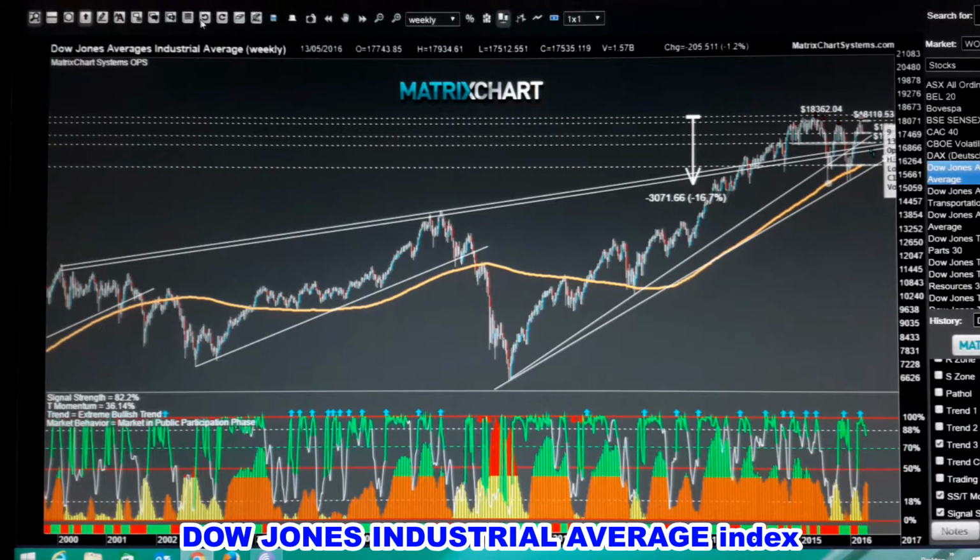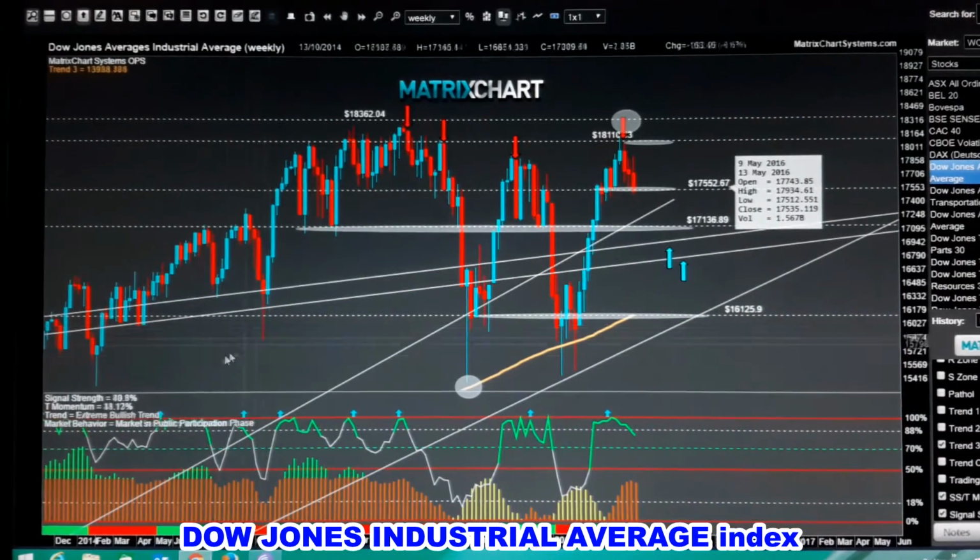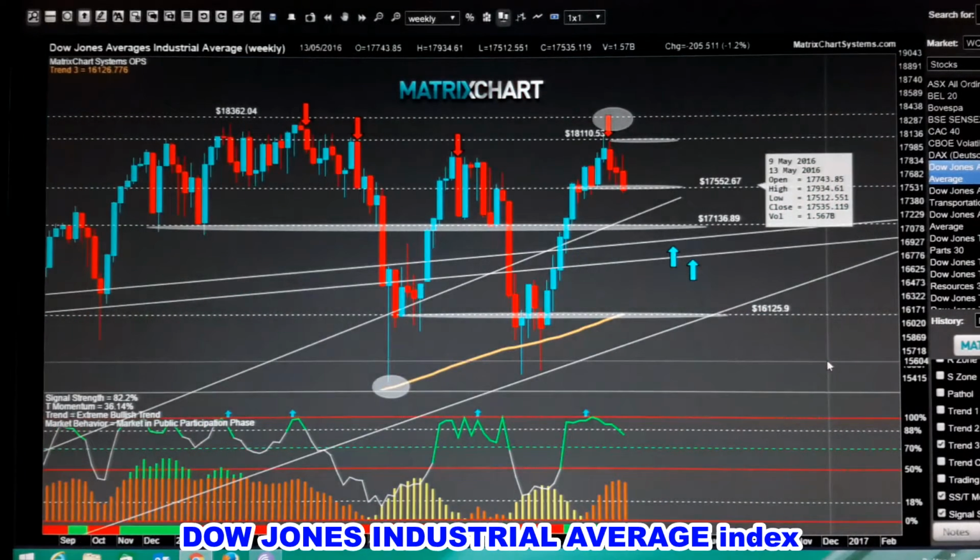Now I have set up all the relevant trend lines, the major support trend line over here, as well as here. Let's look into the detail. So this is the highest point, 18362, and over here it has formed a higher low.